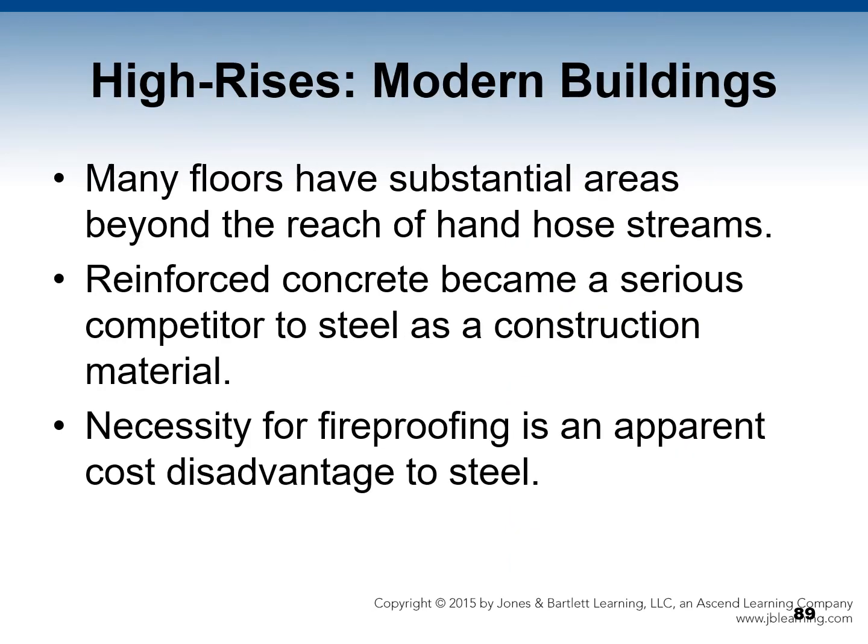With modern high-rise buildings, fluorescent lights and air conditioning help to remove limits on floor area. Building populations could be increased, and many floors have substantial areas beyond the reach of hand hose streams. There's been a push to lighten and thus reduce cost of buildings, so reinforced concrete became a serious competitor to steel as a construction material. The necessity for fireproofing is an apparent cost disadvantage to steel. Reducing the concrete in the building causes the loss of a valuable heat sink.